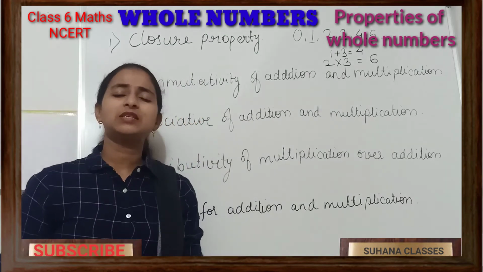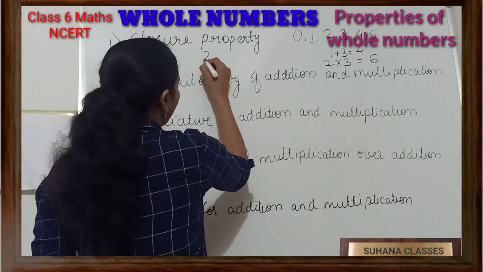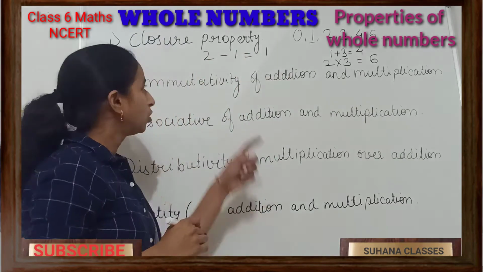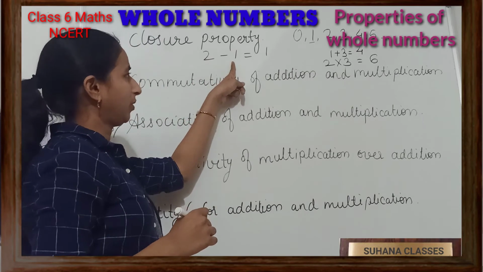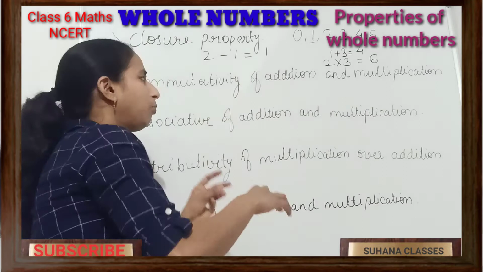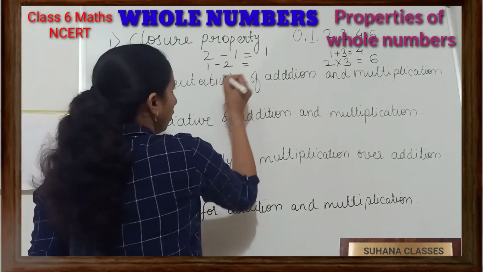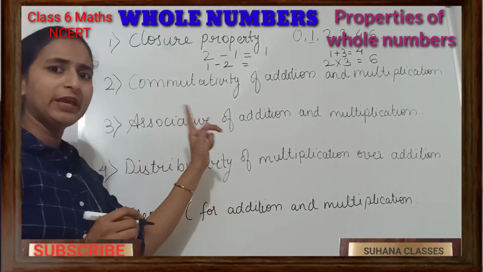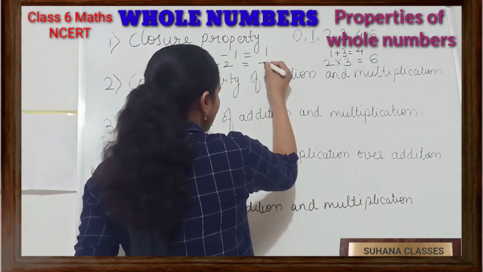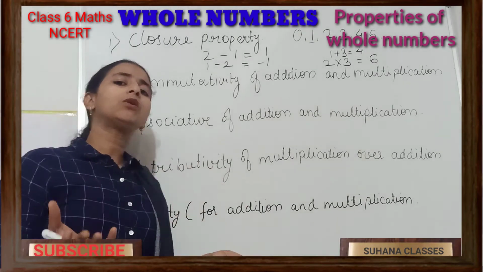Now let us see an example for subtraction. If I subtract 2 minus 1, my answer is 1. Yes, 2 is a whole number, 1 is a whole number, and the answer I am getting is also a whole number. Suppose I reverse the numbers and subtract 1 minus 2, what answer are you going to get? Is this subtraction possible? If you do the subtraction, the answer will be a negative number. And a negative number is not a whole number.